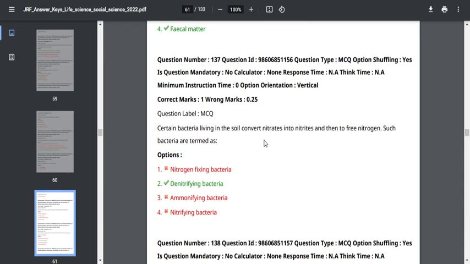Certain bacteria live in soil and convert nitrate to nitrite and then into free nitrogen. Such bacteria are called denitrifying bacteria, friends. Examples include Pseudomonas aeruginosa and Micrococcus denitrificans. There is another type called nitrogen fixing bacteria, which fix nitrogen from the atmosphere for the plant. It will be helping the plant.